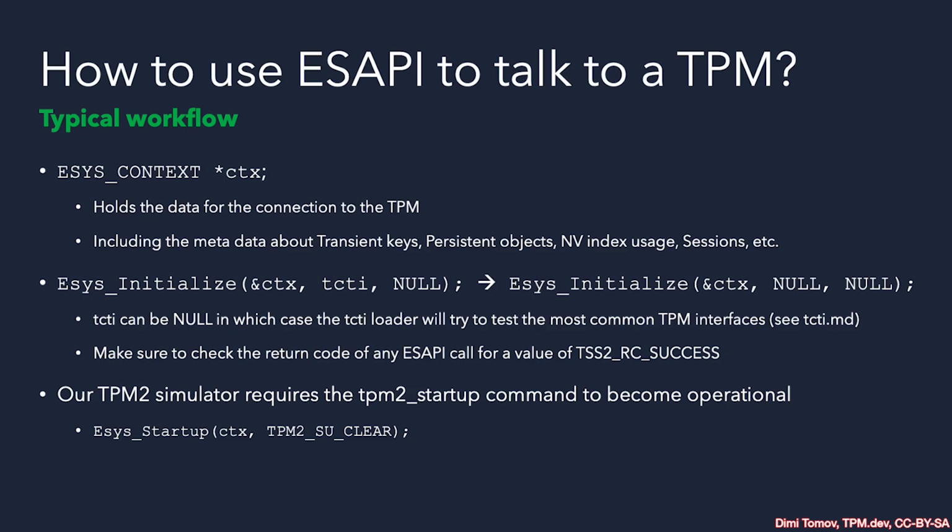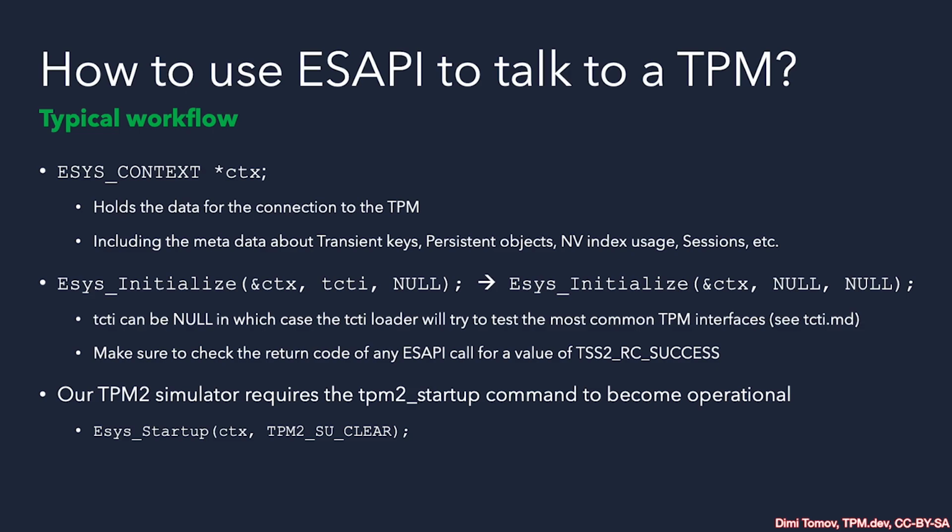For now, we can just use null in place of the second argument, and this will trigger the TCTI loader, which we will also talk about in a moment. The TCTI loader will go through the available TPM TCTI libraries and try to find a TPM to talk to. As you can imagine, this is very useful during development and testing, but for production applications, it's better to have our TCTI defined, which one we want to use.